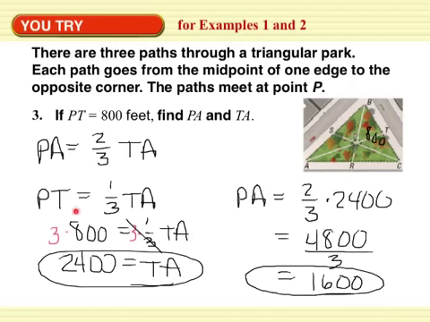So I wrote that down. We know that PT equals 800. 1/3 TA. I multiplied both sides by 3 and solved for TA. Then I went back to the original equation, plugged in TA. Okay, PA equals 2/3 of TA, and I solved for PA. Okay, video break. Good job today.